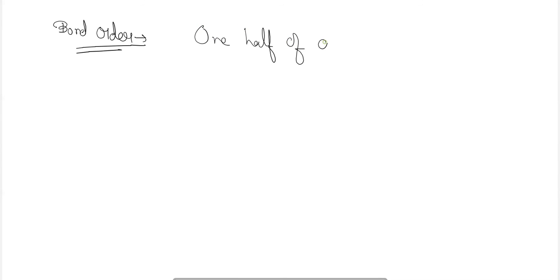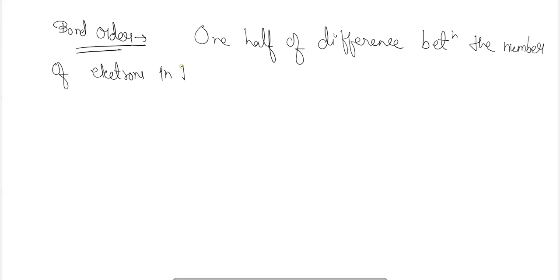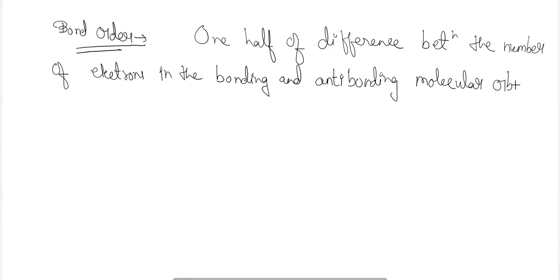First, let's see what the bond order is. Bond order is one half of the difference between the number of electrons in the bonding and anti-bonding molecular orbitals.